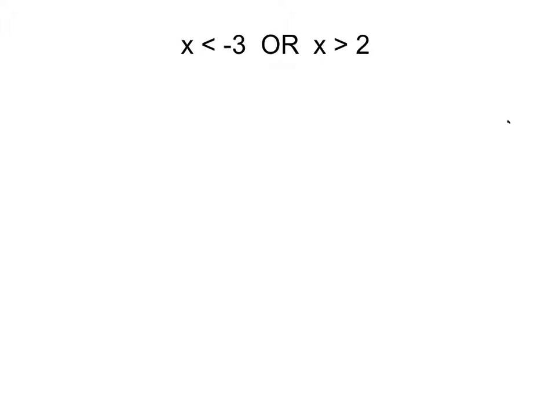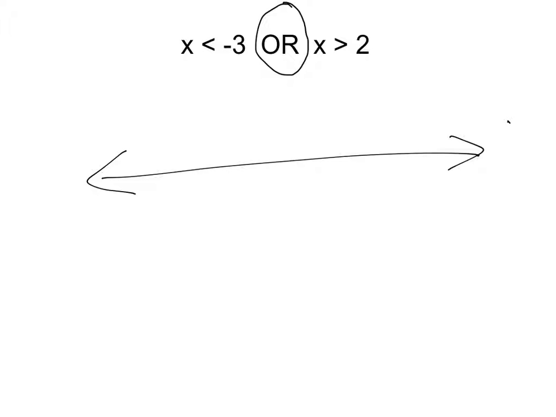Here's an example of an OR statement. Clearly this is an OR statement because it says so. Like we said earlier, OR statements should shade away from each other. Let's see if that happens. If you draw your number line with 0 in the middle, you would have -3 over here with an open circle, and you would have +2 with an open circle.